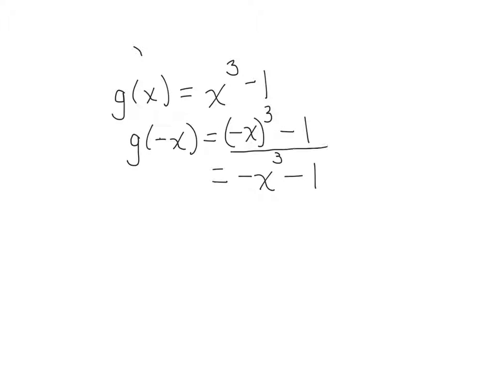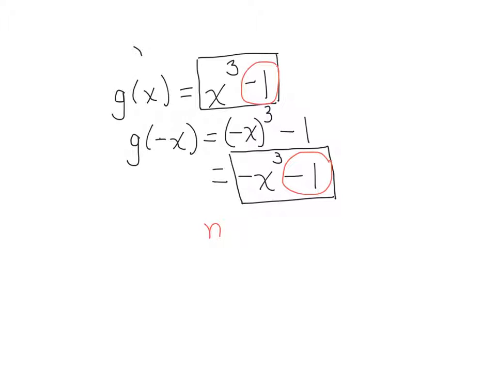So now notice our final output here. It is not the same as the original output in the g function, therefore it is not even, but it is also not opposite of the original output of the g function. You might say, but it is, Lynette. No, the x is negative, but this negative 1 did not change sign. Everything in that output needs to change sign in order for it to be an odd function. And therefore, function g is neither even nor odd.